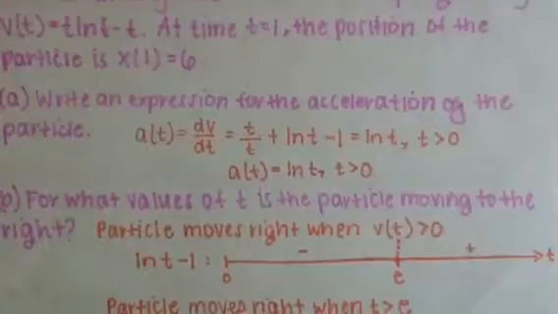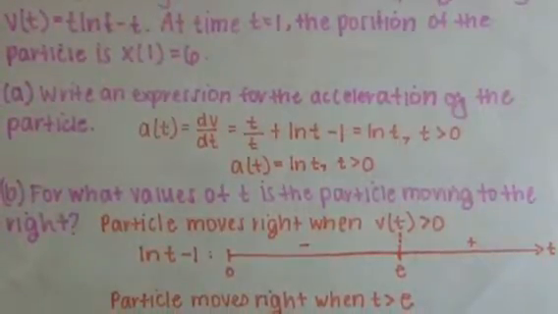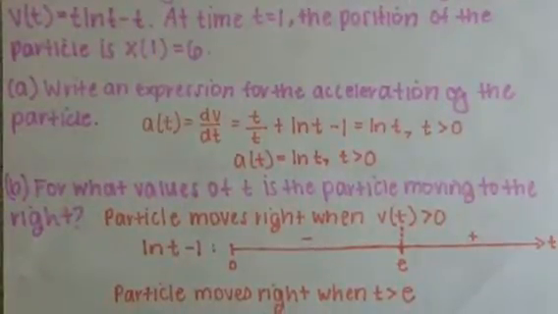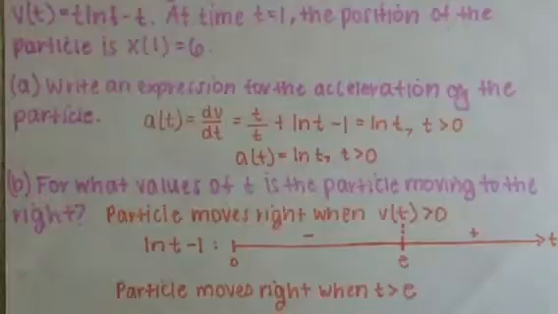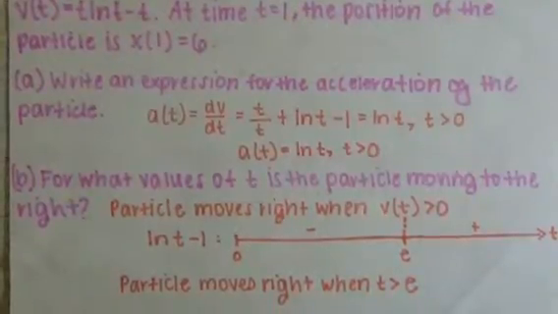From 0 to e, v of t is less than 0, and from e to t, which is an unknown value, v of t is greater than 0. So the particle moves right when t is greater than e.